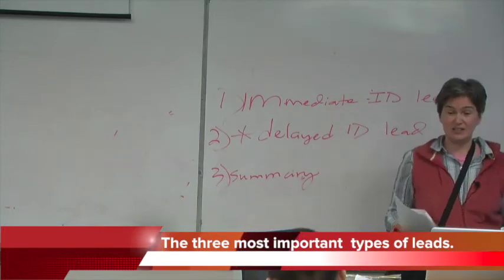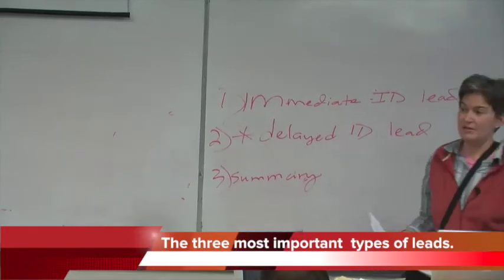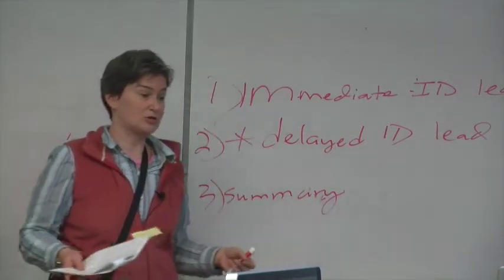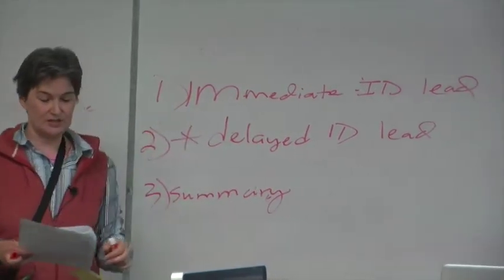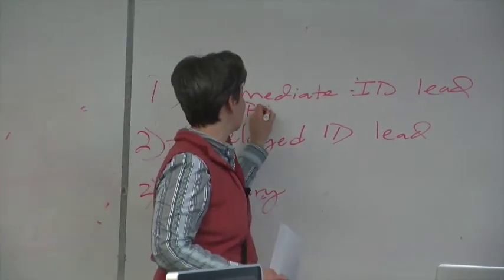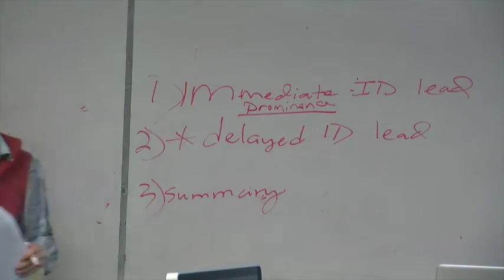Immediate identification lead. You reveal the subject, the person or people involved, right in the first sentence. Usually prominence has to figure into that. So he would be named typically, right, for the lead.